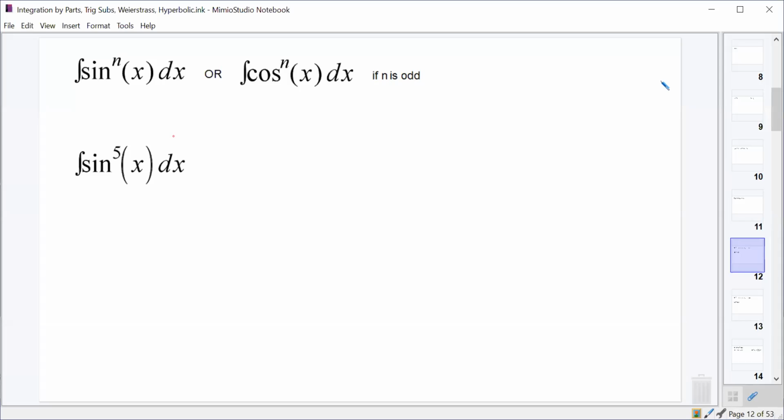But if that power is odd and greater than 1, what we are going to want to do is separate off one of the sine x's, and the sine x that we separate off along with the dx is going to become our du. And we're going to turn everything else eventually into terms of cosine and let u equal cosine x. And if I had cosine to the fifth, I'd separate off one cosine, turn everything else into sines, and let u equal sine x.